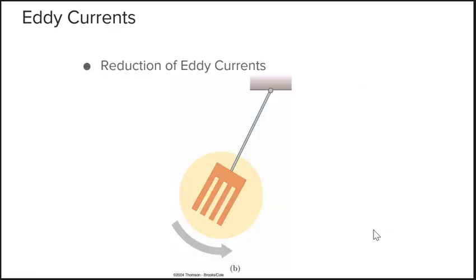But what if we do not want eddy currents in our system? Are there ways to reduce it? Yes, one way is to cut slots into the plates, then the flow of the electrons is limited and smaller eddy currents are generated, and therefore there will be smaller resistive forces.